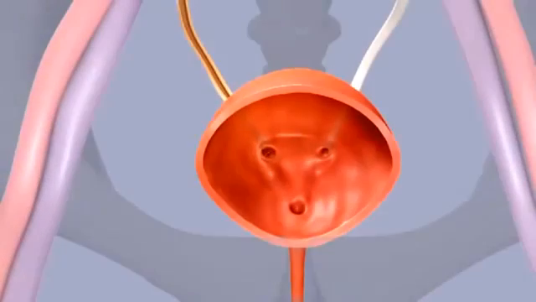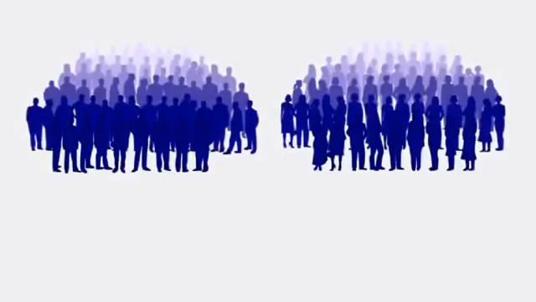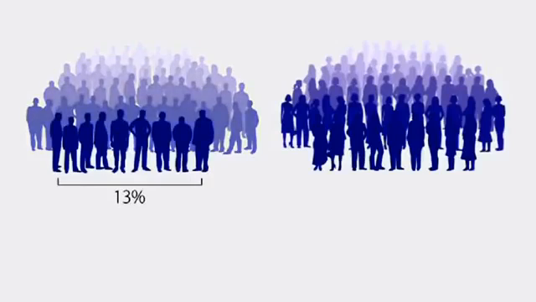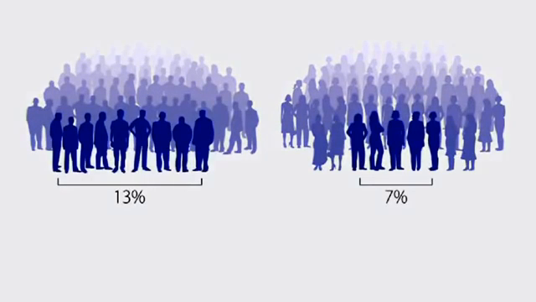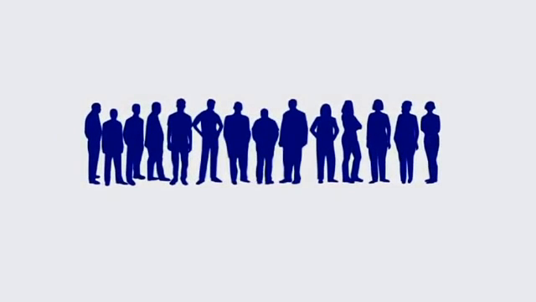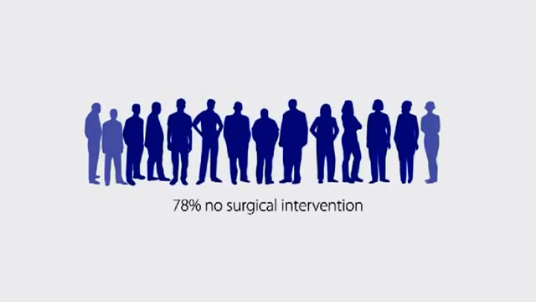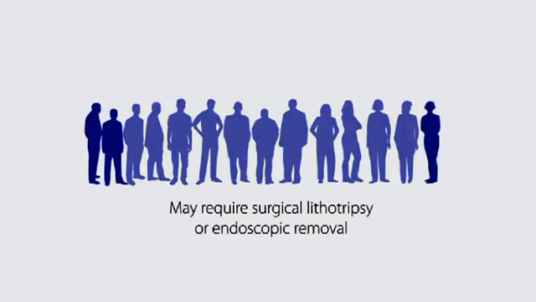in the urine stream. In the U.S., it is estimated that 13% of men and 7% of women will develop a kidney stone during their lifetime. Fortunately, in about 78% of these patients, stones will be expelled spontaneously. But stones that become lodged in the ureter may require lithotripsy, or percutaneous or endoscopic removal.